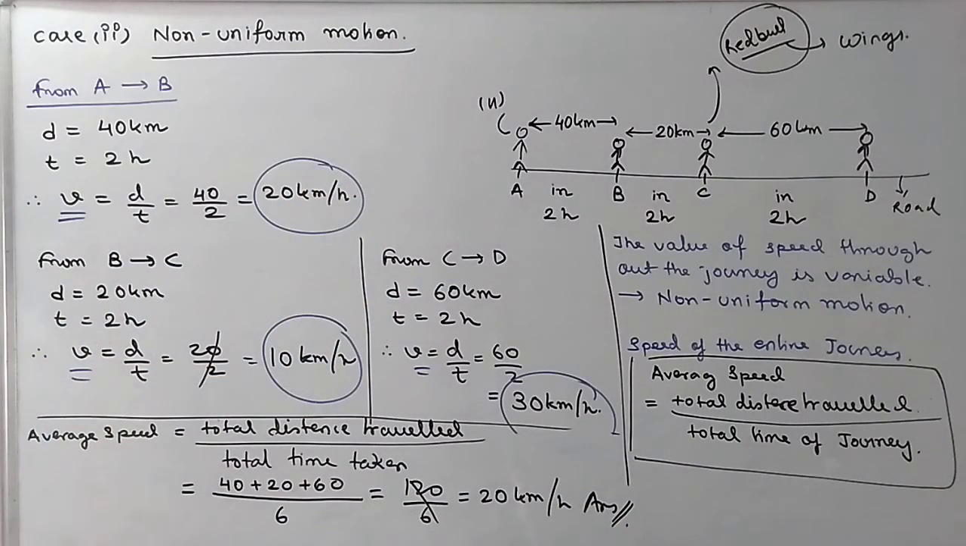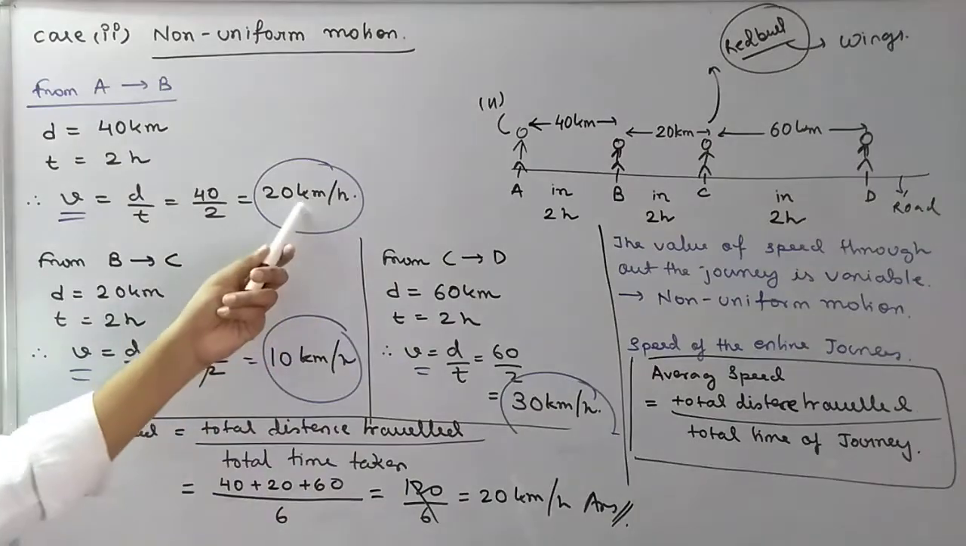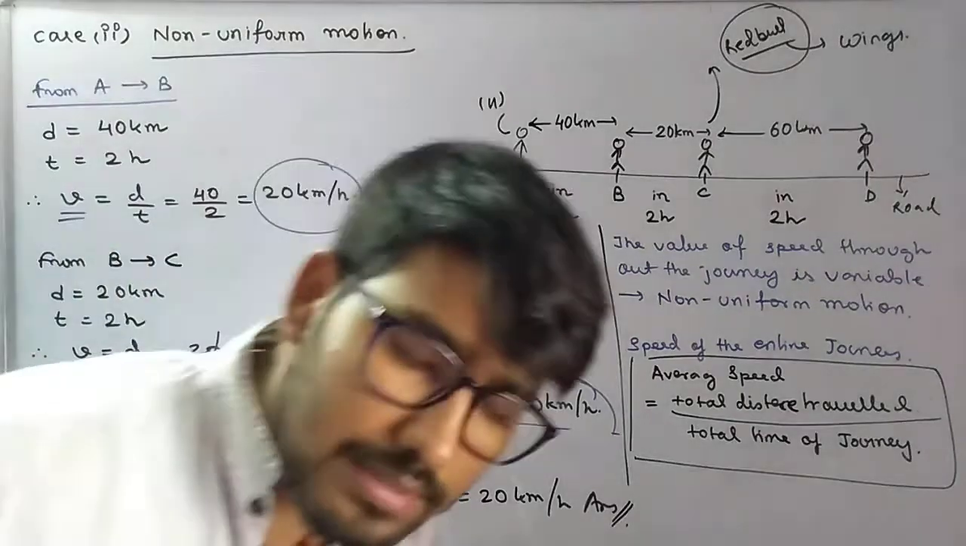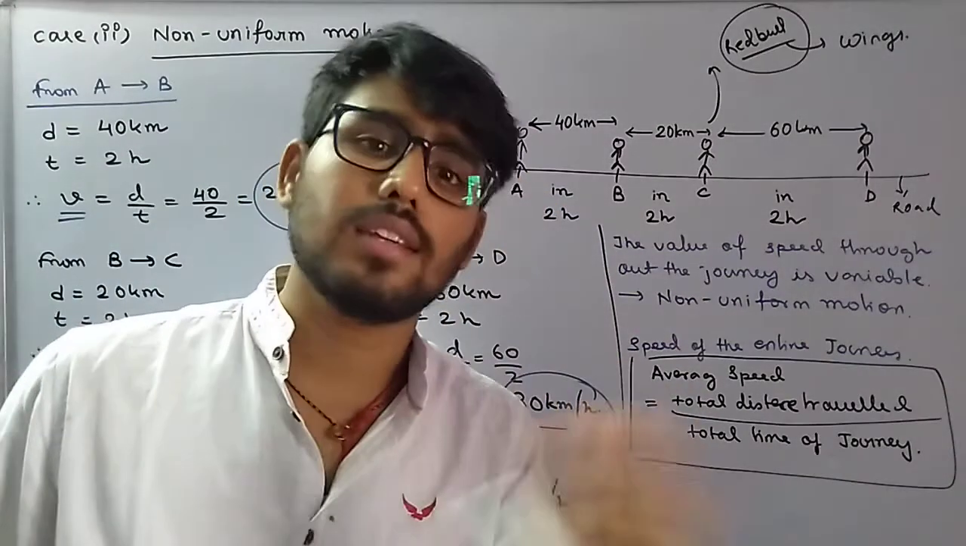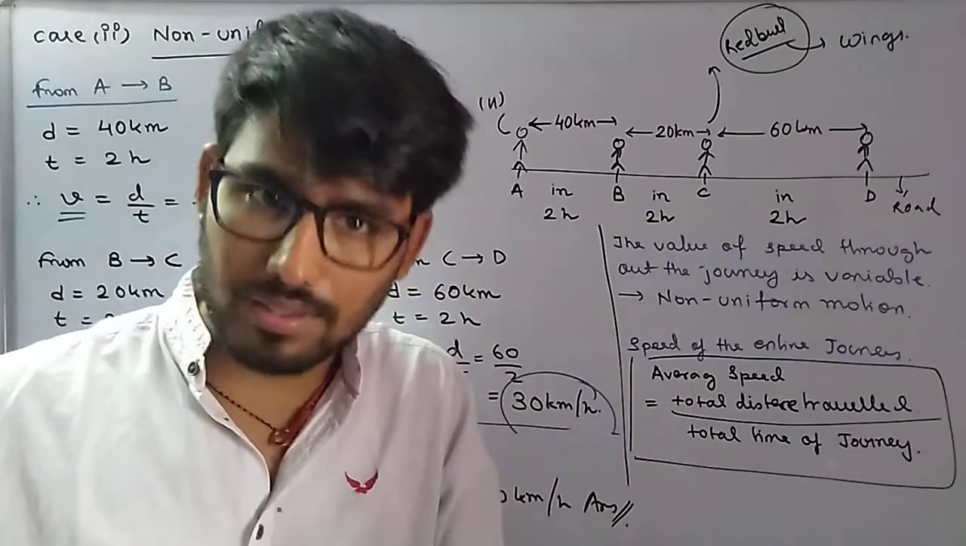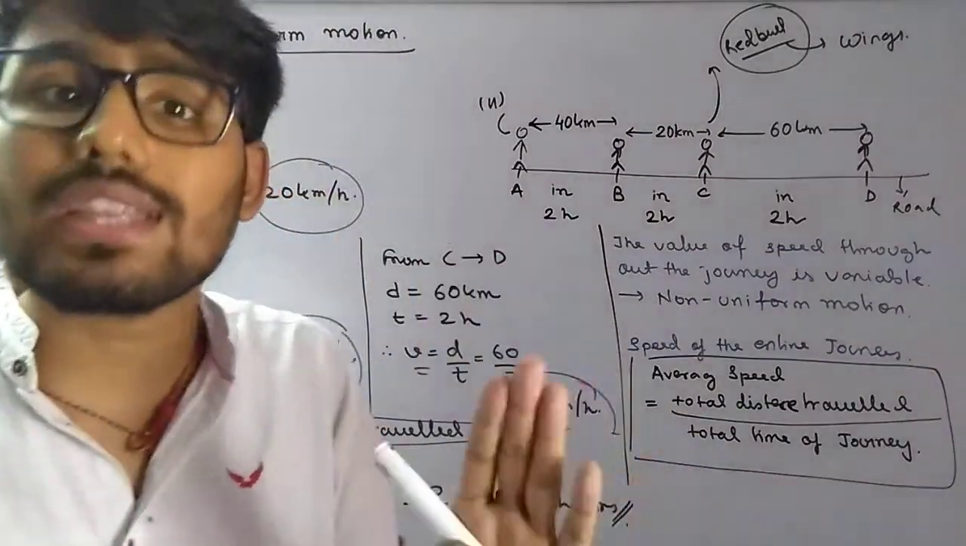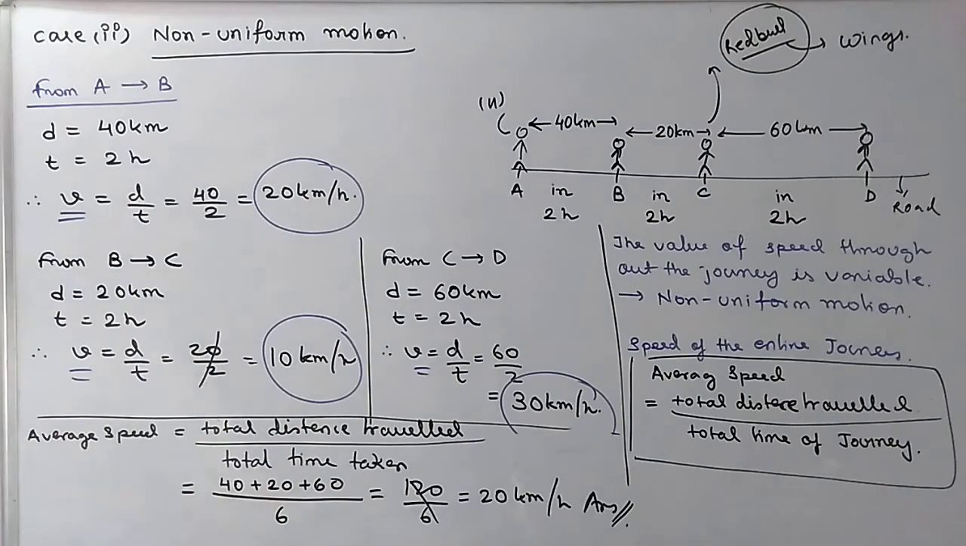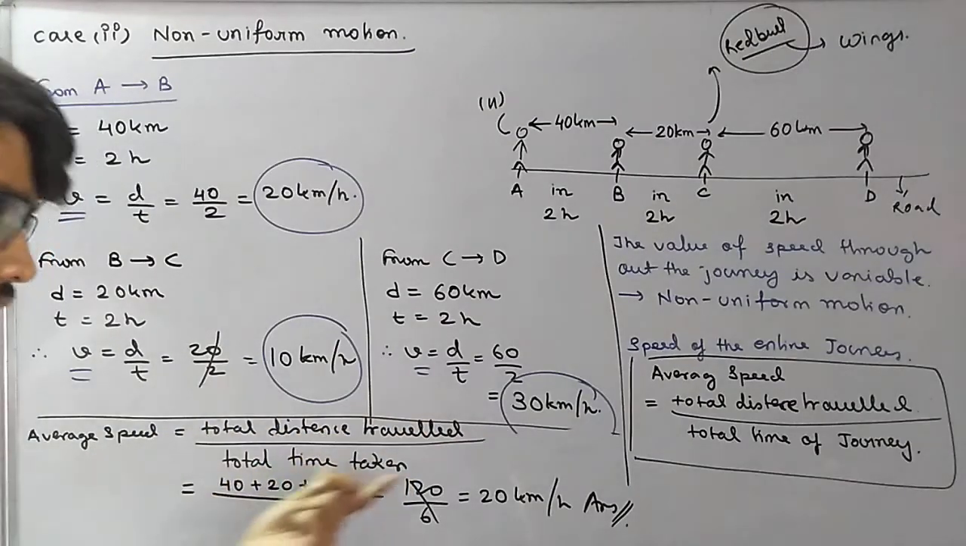Now you might think this average speed matches with this. It's just a coincidence, nothing else. It can be, it cannot be, not necessary. It just happens to be. This is how we calculate the average speed. Average speed is equal to total distance traveled by total time.